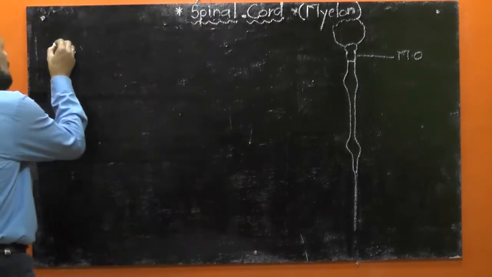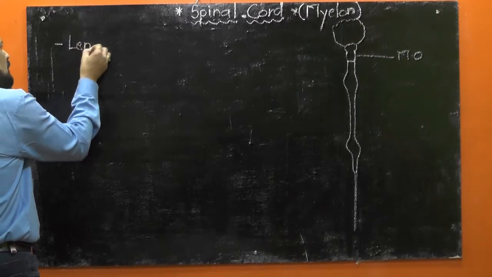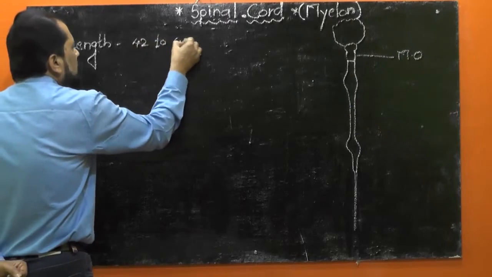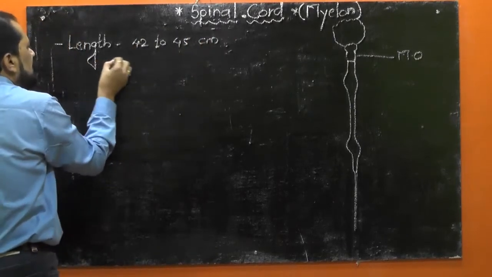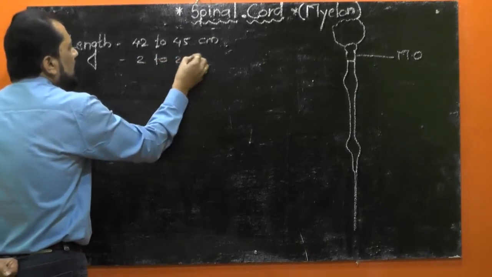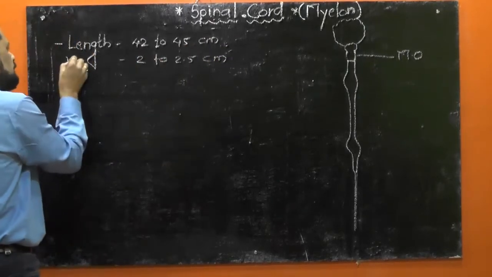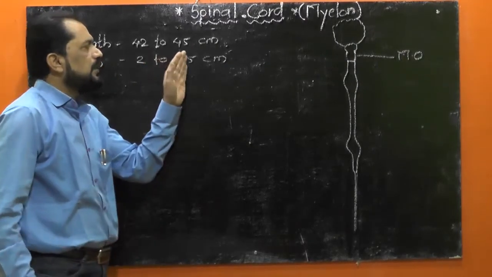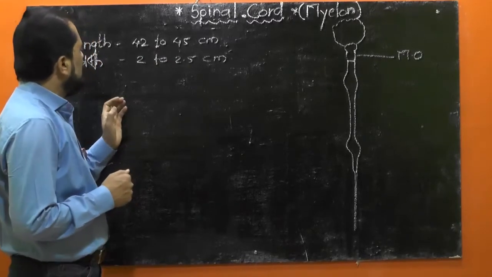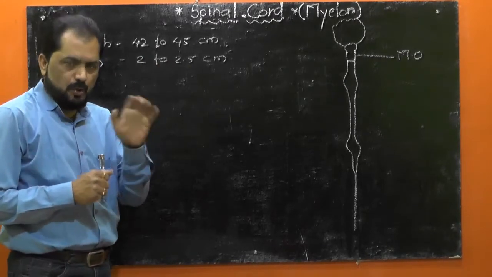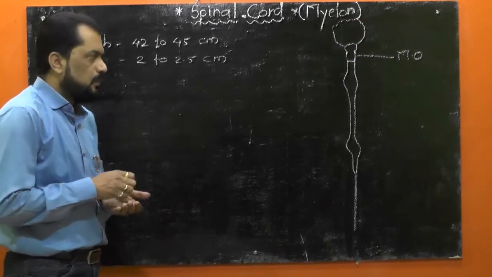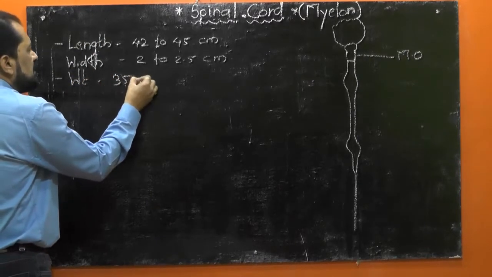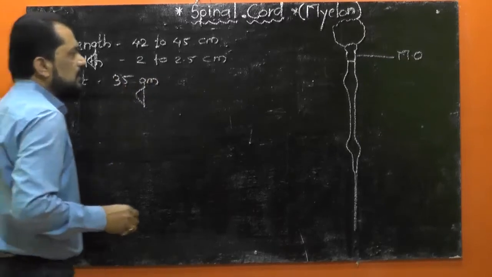The length of the spinal cord in a normal adult human being is about 42 to 45 centimeter and it is about 2 to 2.5 centimeter in width. I said the spinal cord is about 42 to 45 centimeter in length and 2 to 2.5 centimeter broad in a normal adult human being. While the weight of the spinal cord in a normal adult human being is near about 35 grams.